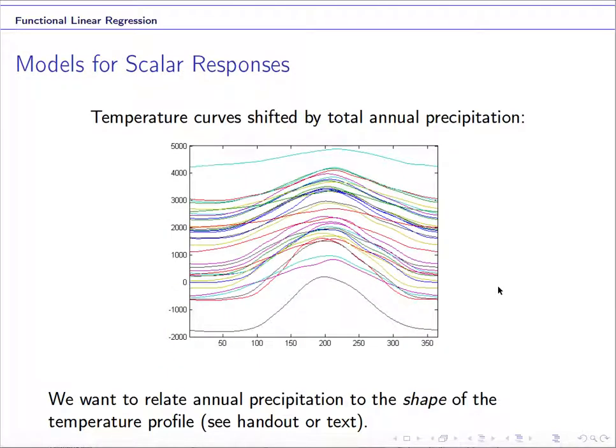Okay, so now let's work on the first example. Here, this one again shows the daily average temperature of 35 Canadian cities. We have used this data a lot, and now we introduce a response, which is the annual precipitation. The annual precipitation is just a scalar response. We want to relate the annual precipitation amount to the temperature curves. So this will be a scalar on function regression problem.